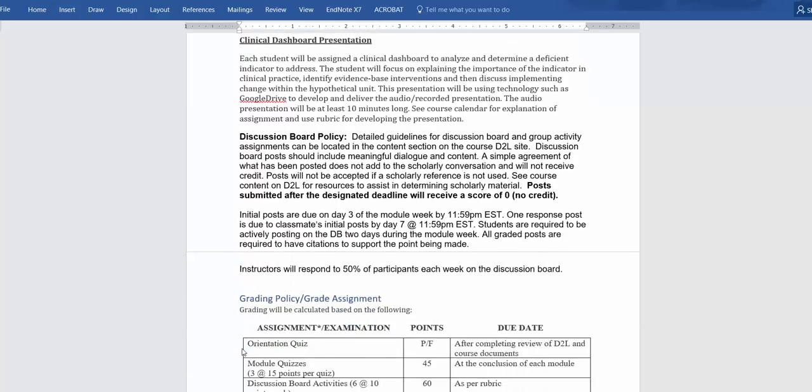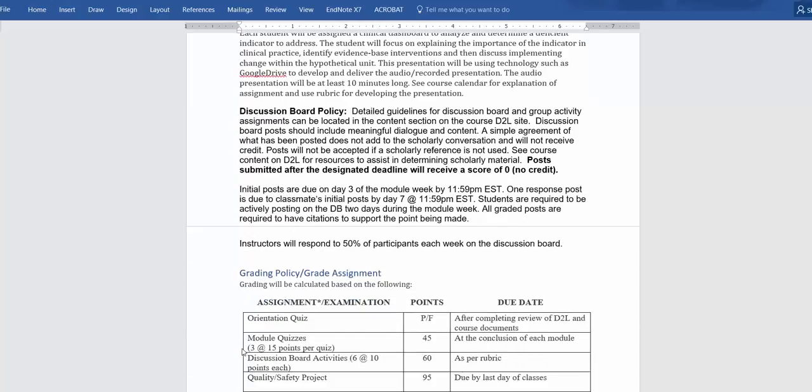Discussion board policy, I've already mentioned in terms of posting your discussions and how you want to be thoughtful in the content of your discussion boards. A simple agreement, if you get on there and say, "Mary, I agree with you, great post," that does not count as a response, and so you won't get any credit for that. So you want to make sure that you have a very thoughtful response. And I've already mentioned how if you submit them after the deadline, then you receive a 0.